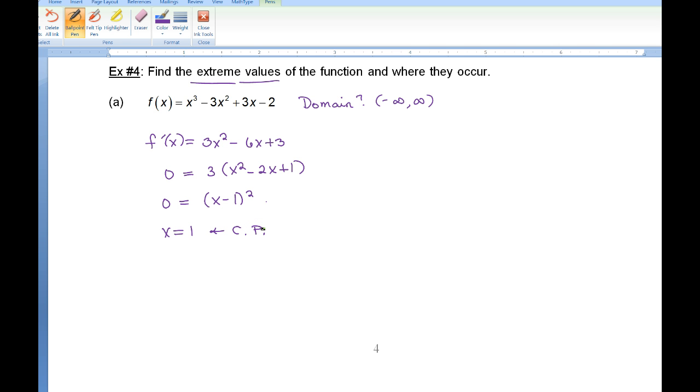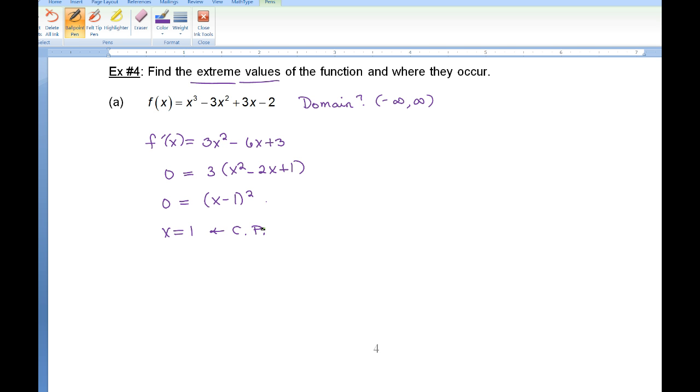Okay, so when we do the derivative, the 3 is not going to have an effect on where we have these critical points. You just factor it out. You can divide both sides by 3. Factor the right side, we get x minus 1 squared. So we just get one critical point, 1.